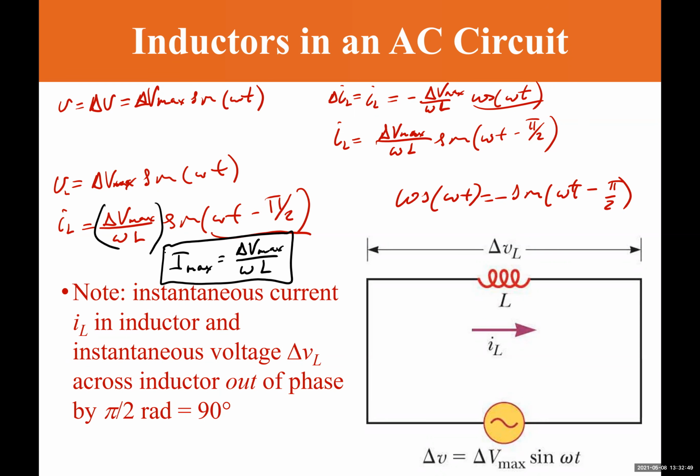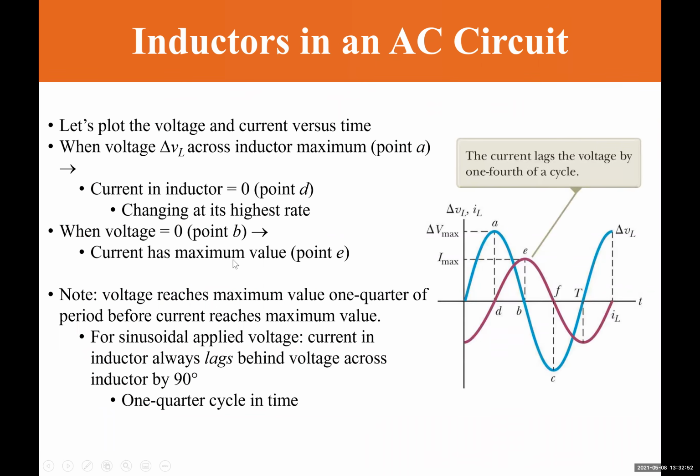But let's look at what happens with the current and the voltage being out of phase across the inductor. If we put both of them together in one graph, you can see that the graph on the right side gives you exactly that pi over 2 difference. The blue graph gives you the voltage, where you can see this point A, the maximum for the voltage, is no longer in phase with the maximum of the current, which is somewhere over there.